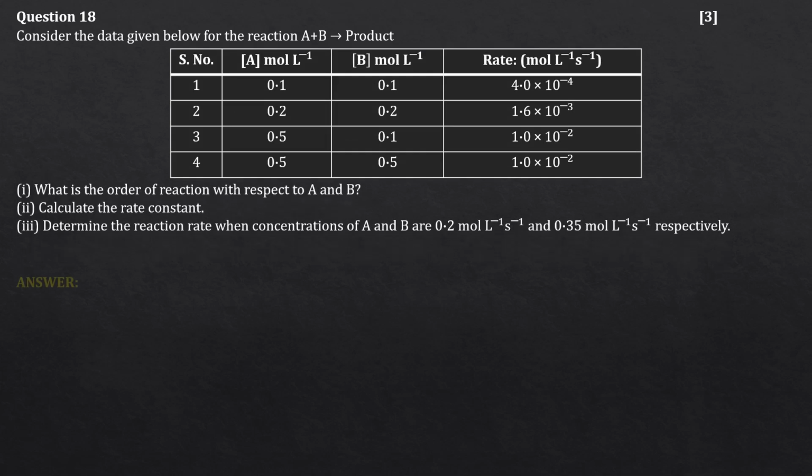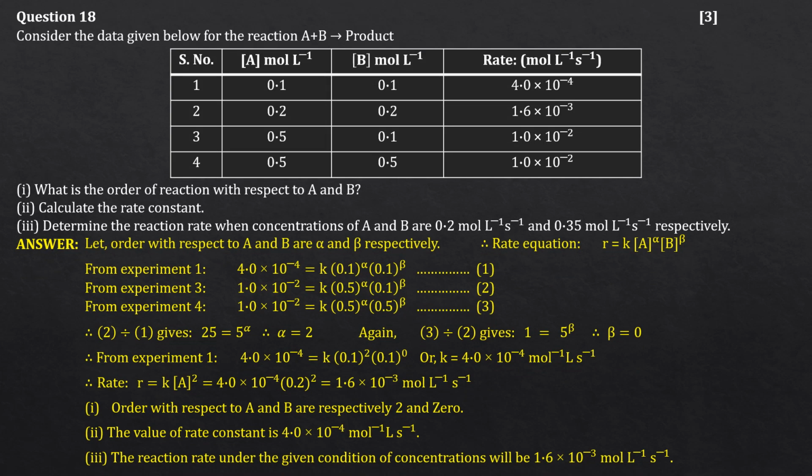Now, this is a table-based problem from chemical kinetics, and here the trick is always try to find two observations where one of the components has constant concentration, the other one is changing. Then it becomes very easy to calculate the order. That is why here I have taken observation number 1 and 3. See, B is constant 0.1, but A is 5 times, and the rate is 25 times. So 5 square is 25, so order with respect to A will come 2. And if I take observation 3 and 4, then A is constant, B is 5 times, but rate remains same. So it will be 5 to the power 0. So the order with respect to B will be 0.